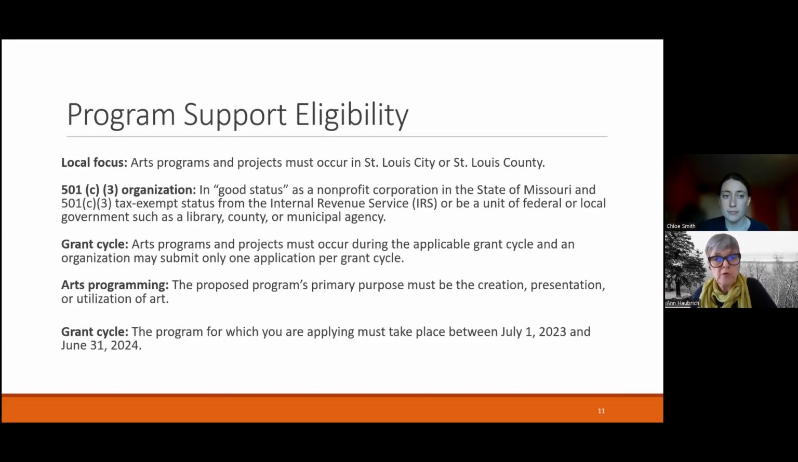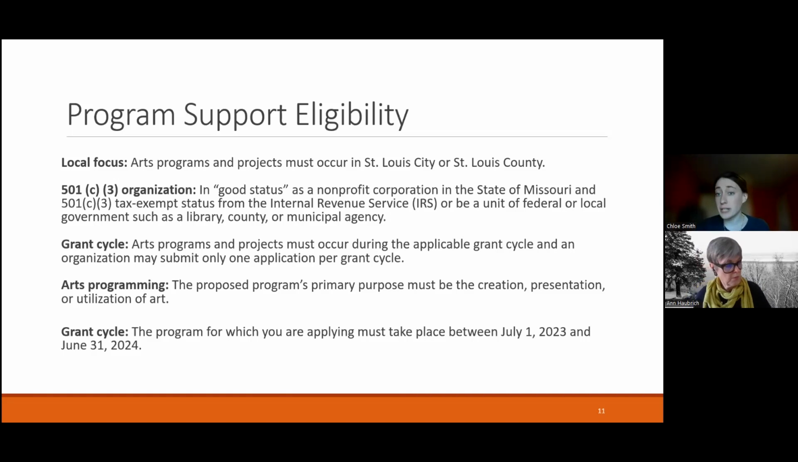Our grant cycle: arts and culture programs and projects must occur during the applicable grant cycle, and an organization may submit only one application per grant cycle. The proposed program's primary purpose, PPP, must be the creation, presentation, or utilization of art. And the program for which you are applying must take place between July 1, 2023 and June 31st of 2024.